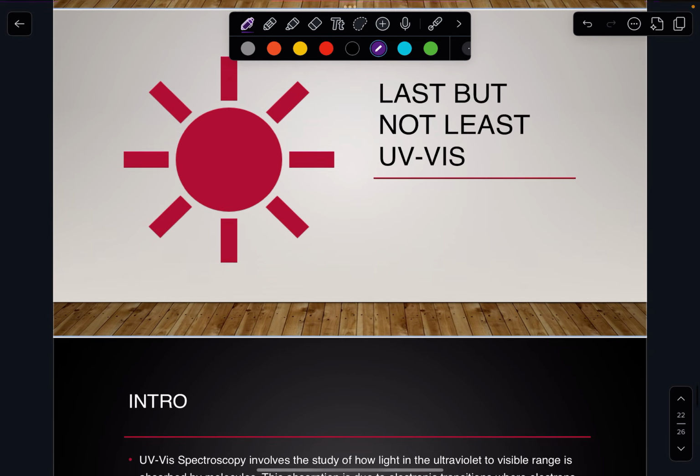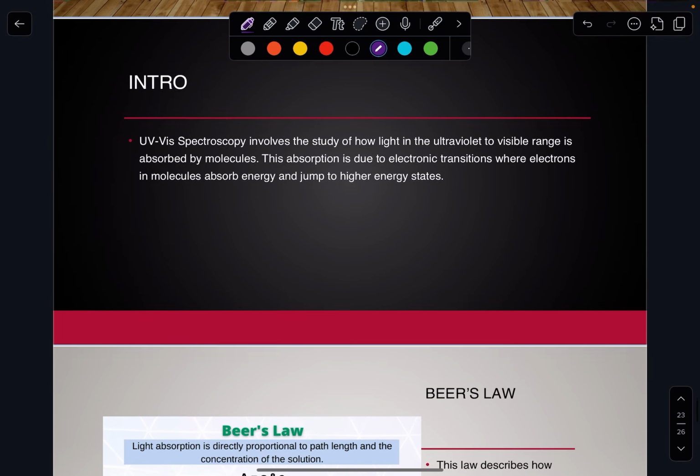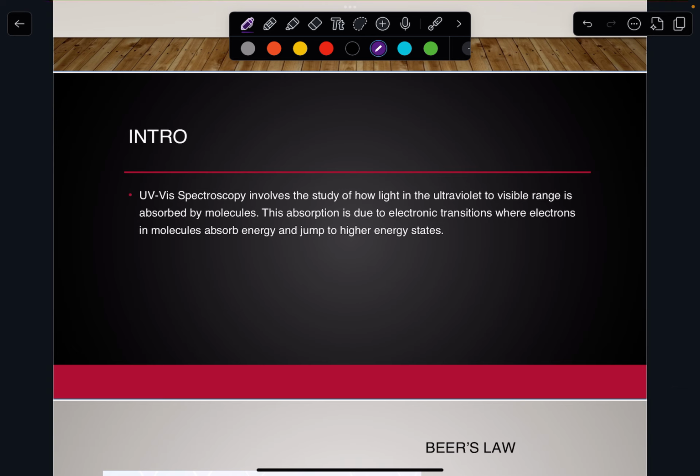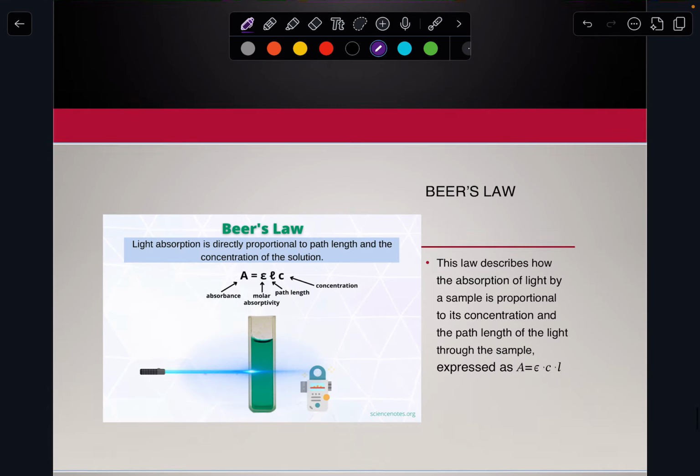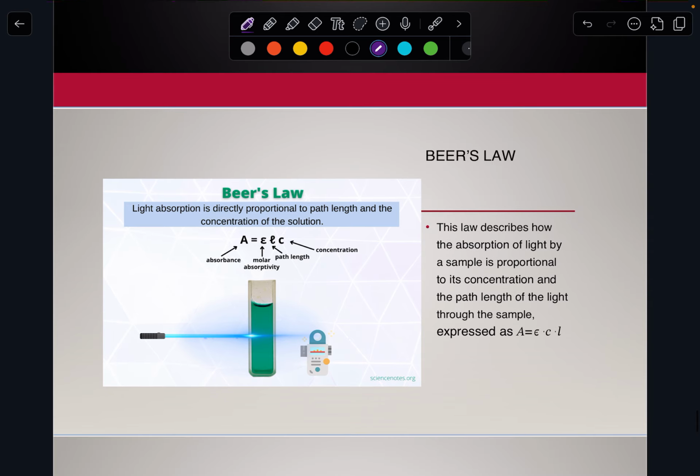Last but not least, UV-Vis. Definitely the least important one of all of these. Not gonna lie, I've seen a few questions, but I've seen more in the others. But yeah, it's pretty much seeing where molecules are absorbing energies and changing states and stuff like that. This is very important: Beer's law is very important. This is probably the most important thing about UV-Vis. Definitely just know it.